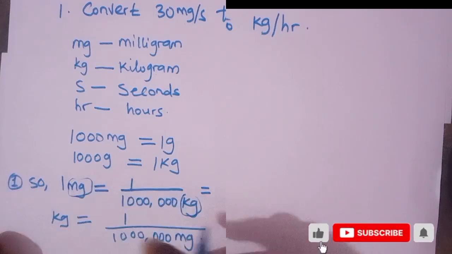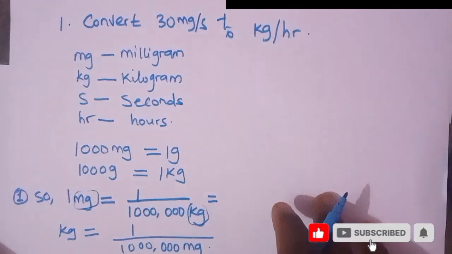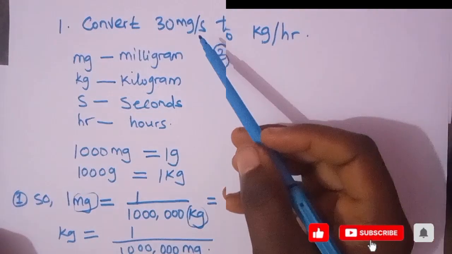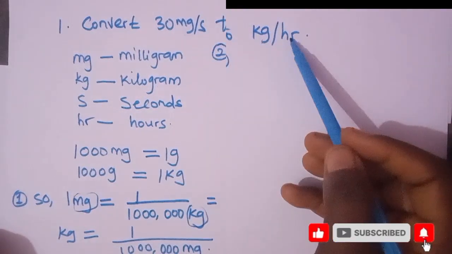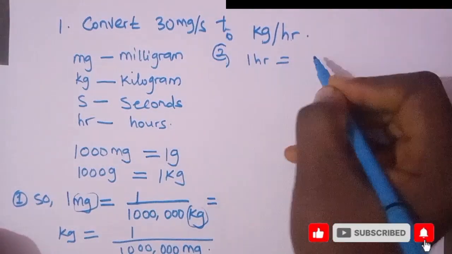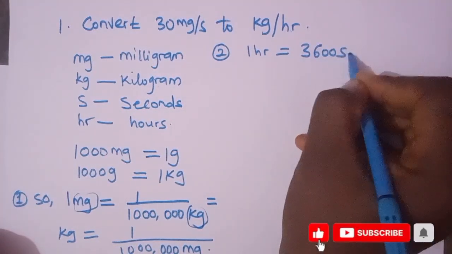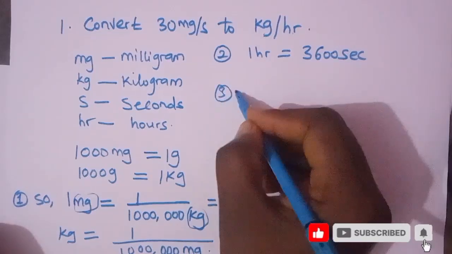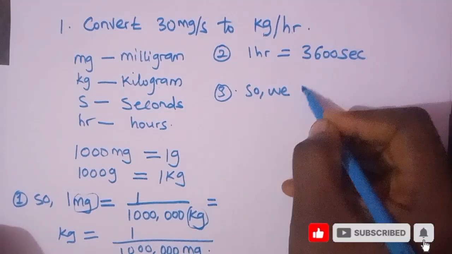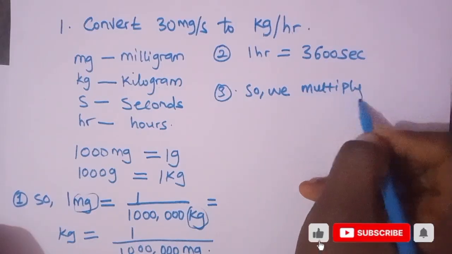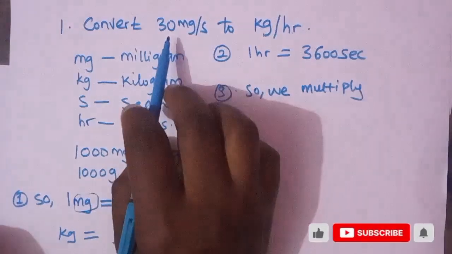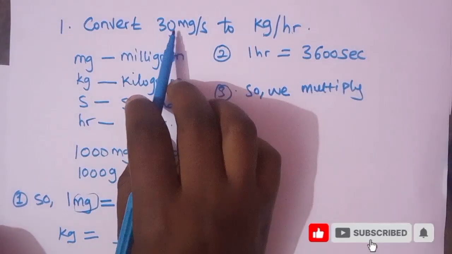Step 2. Now let's convert seconds to hour. We say 1 hour is 3600 seconds. So step 3, put everything together. So we multiply all. That is, you write what you are asked to convert.